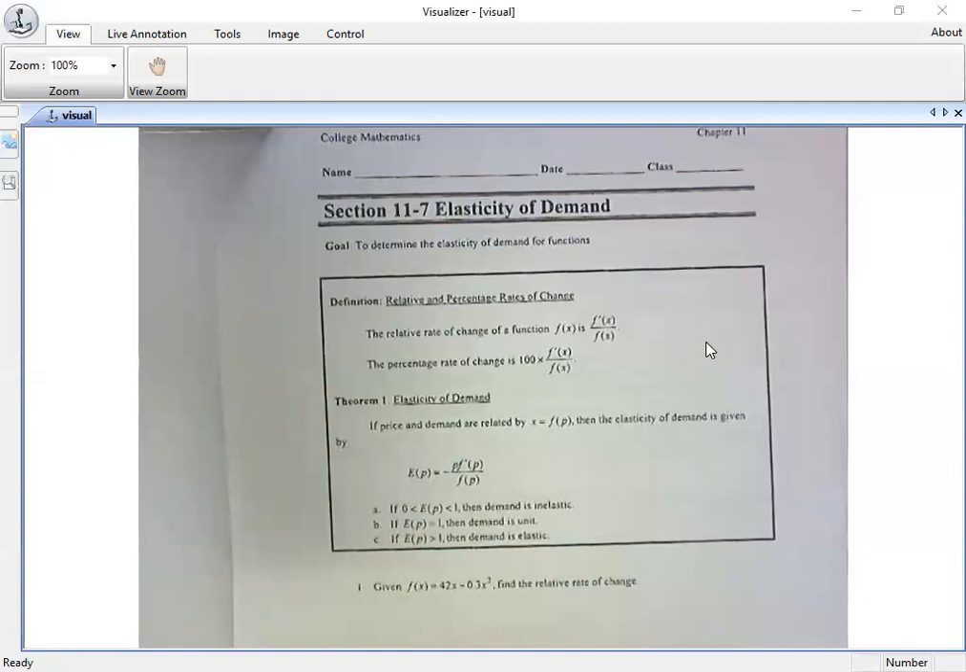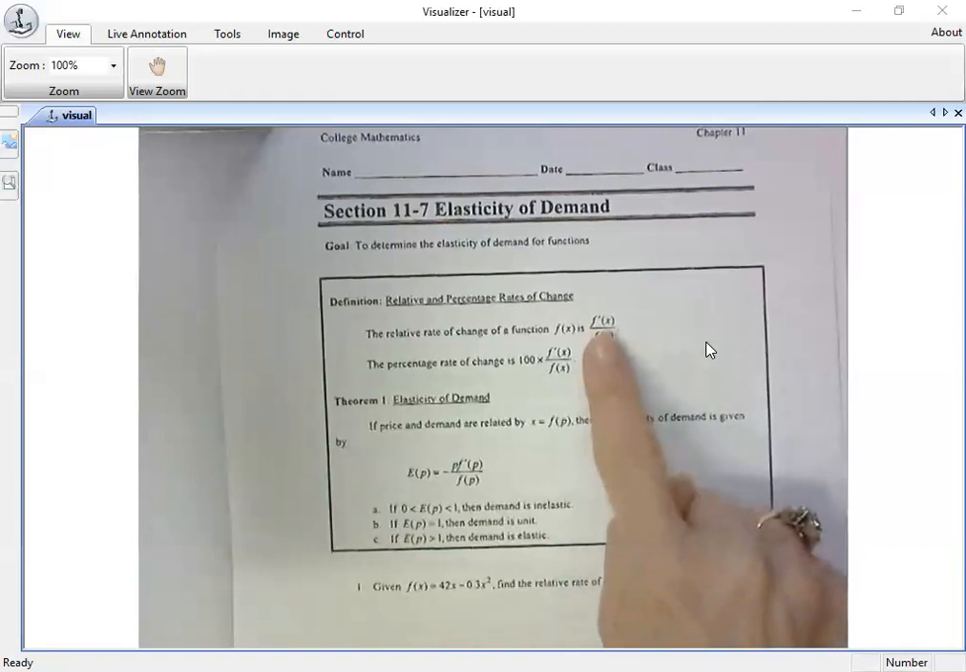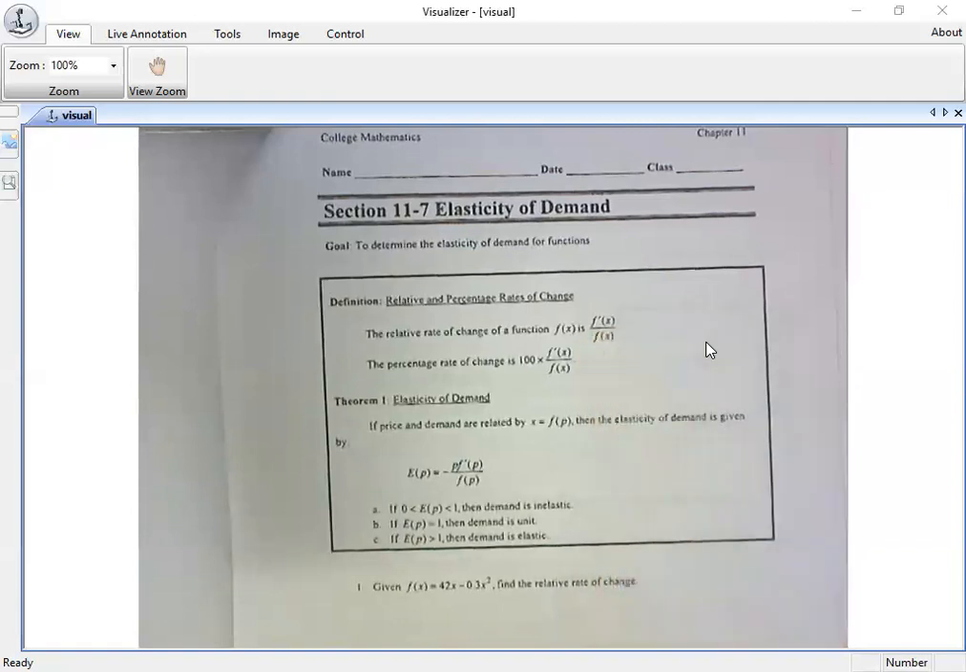So if we're talking about a relative rate of change, we're going to take our F prime of X, which is our derivative, and then divide it by the original function. That's our relative rate of change. Now, if we wanted to know what that is as a percentage, we could take that relative rate of change and multiply it times 100. So when we take the relative rate of change, we are likely to get a decimal, okay?